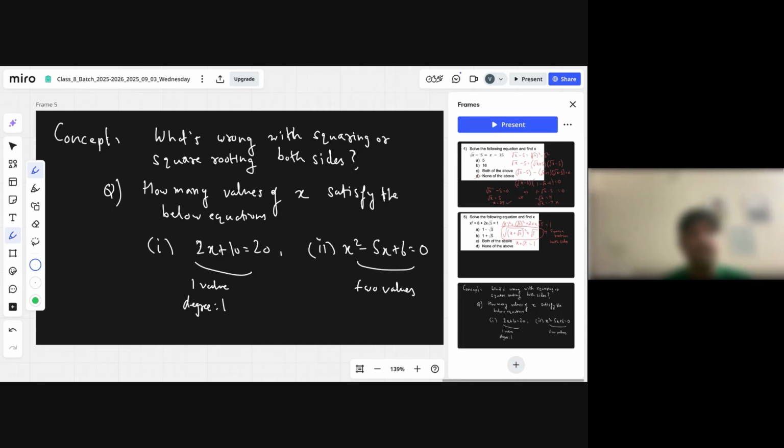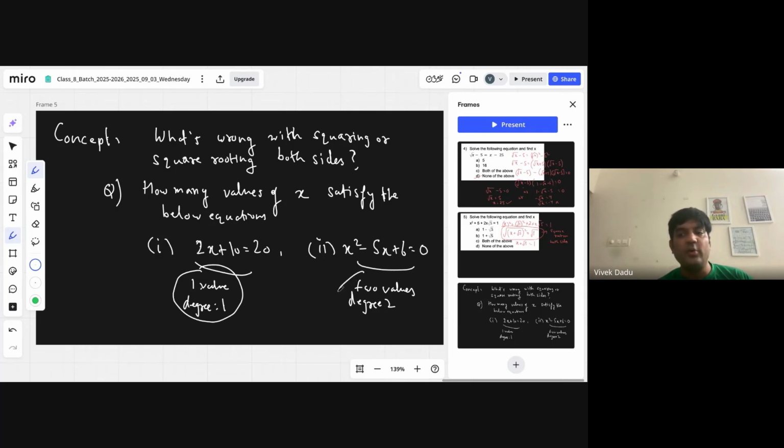Second equation, again x is the variable. Here it's x power 2, here it's x power 1. What is the highest power of the variable? So it is degree 2. So the number of solutions which you have is same as the degree. For example, here degree 1, 1 value. Here degree 2, you get 2 values.